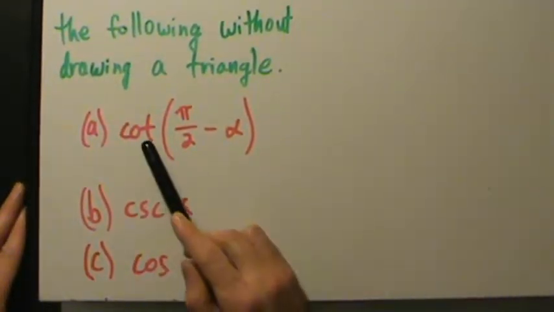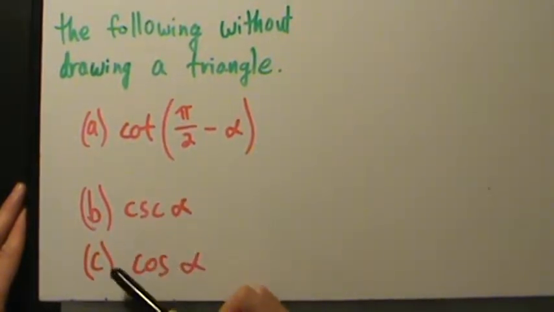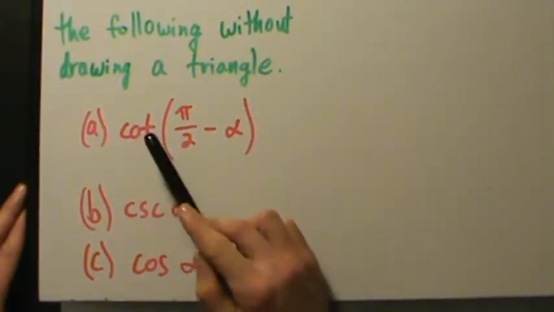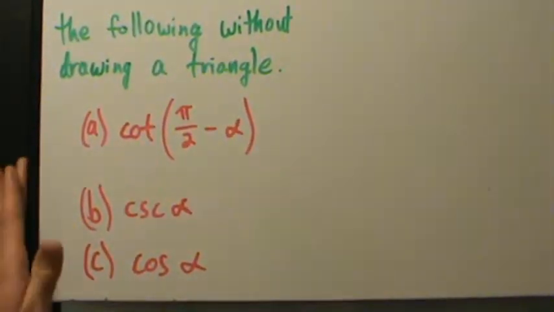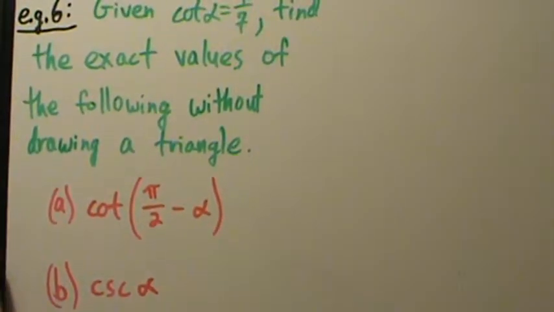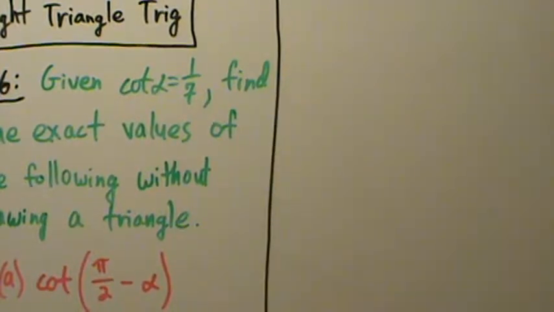So part A, cotangent of pi over 2 minus alpha. Part B, cosecant of alpha. And part C, cosine of alpha. Okay, so part A, let's do that first. That's going to be a complementary angle theorem thing, right? Remember, the complementary angle theorem says co-functions of complementary angles are equal. Remember that from a few videos ago.